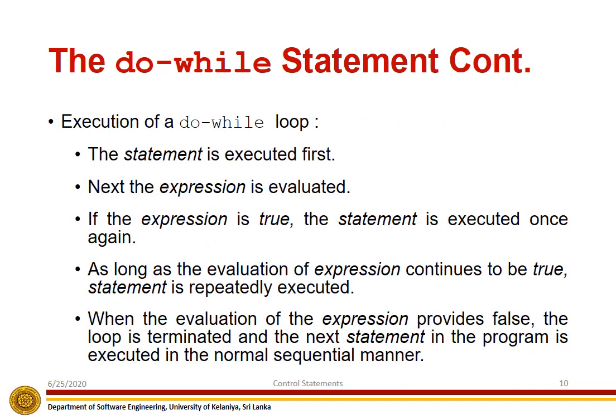So in the execution of a do while loop, the statement is executed first. Next, the expression is evaluated. If the expression is true, the statement is executed once again. As long as the evaluation of the expression continues to be true, the statement is repeatedly executed. When the evaluation of the expression gives false, the loop is terminated and the next statement in the program is executed in the normal sequential manner.